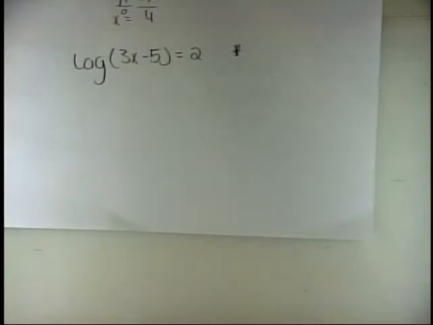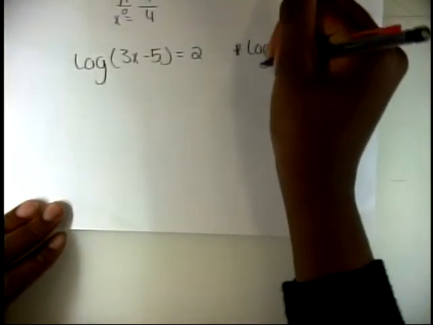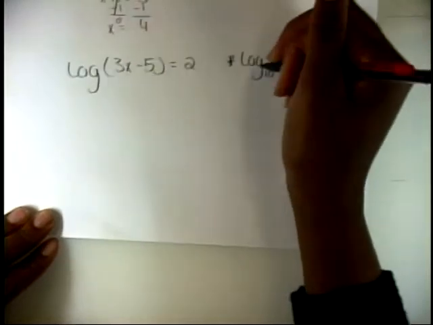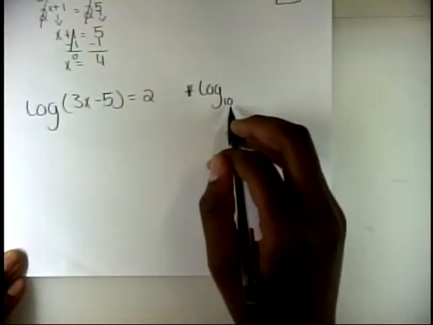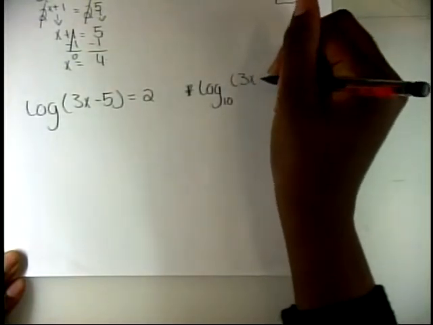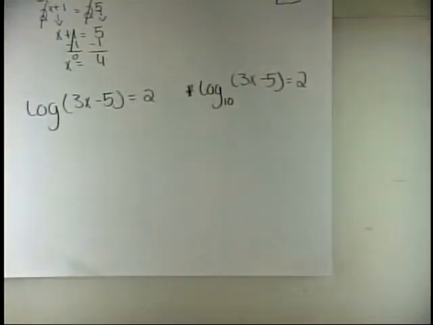the base for log is 10. If there is not a base given by your instructor or an example, anything that does not have a base is known as 10. So this is rewritten as log base 10 of (3x - 5) equals 2.